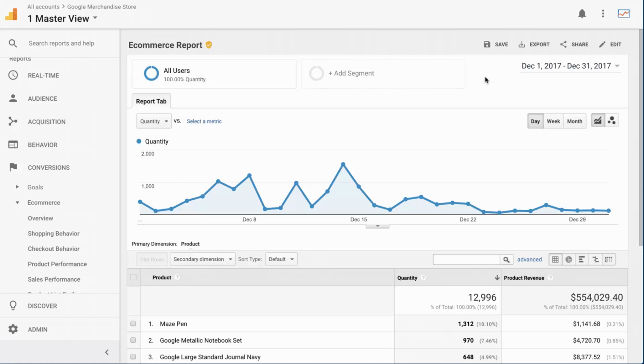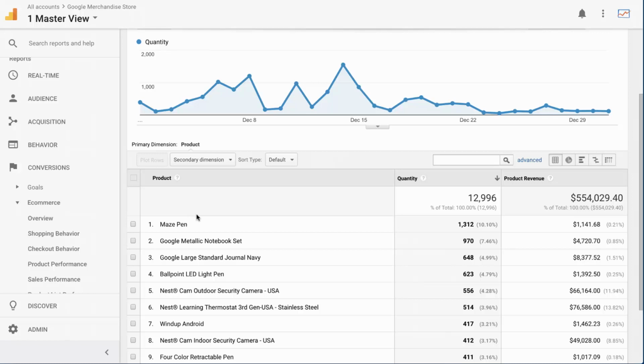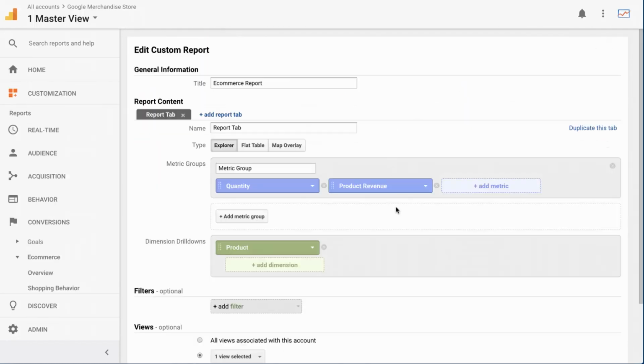And as you can see, I've already developed an e-commerce report, and I'm trying to take a look at it and see if we can get the answers that Elgi is looking for. We have in here product, quantity, and product revenue. That works just fine, but if I want to edit this report, you'll notice that I can't add in the third piece that he's seeking, which is e-commerce conversion rate.